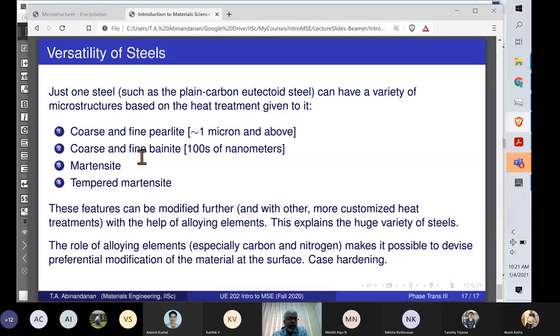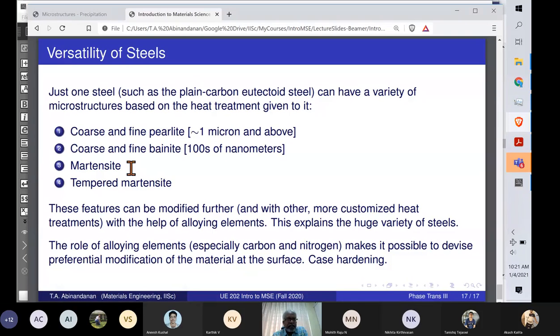We have also seen coarse and fine bainite is possible at temperatures below 550 degrees Celsius, down to about 250 degrees Celsius or so. And again, the microstructure there has features whose thicknesses are of the order of hundreds of nanometers. And of course, at extremely low temperatures, you can produce martensite.